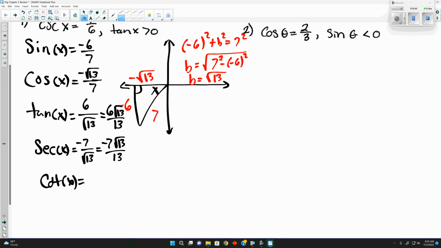Now we don't have to do cosecant, mainly because it's already given. So we need to do cotangent next, and that's the last one. Cotangent is adjacent over opposite, which ends up being square root of 13 over 6, or we could have flipped tangent and got to this here. Any questions on 1, 2, or 3? Do you feel pretty comfortable with the first 3? Okay.